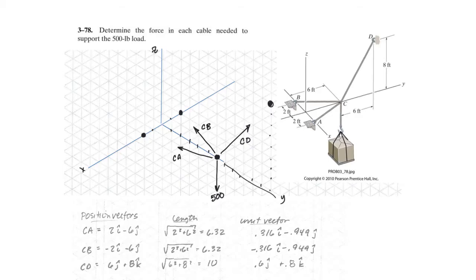Similarly for CB, I have -6 in the j direction, -2 in the i direction. Divide by the square root of the sum of the squares, we get that.